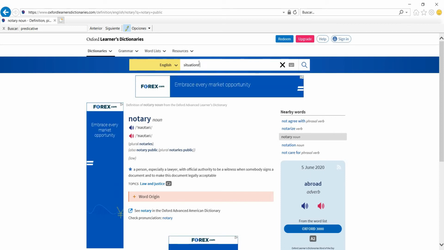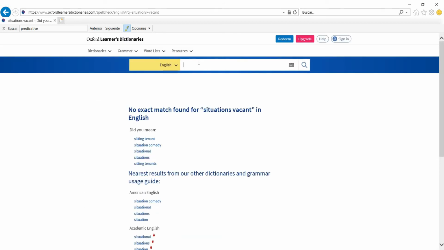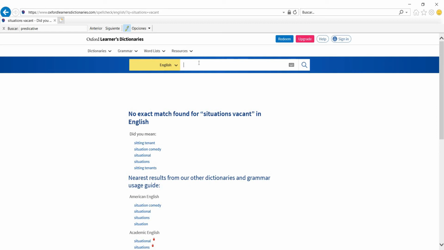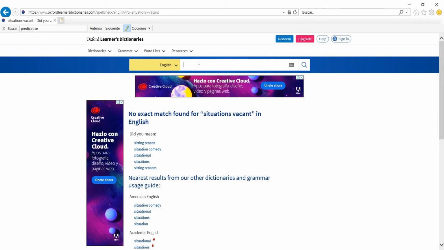Situations. I forgot to check whether there was an entry for this, right? Situations vacant, you know, when no, there isn't an entry. When you're looking for a job, right, you're going to check the situations vacant, right? A notice says if there are positions available. Okay, speaking of available, we have the choice of available as being used predicatively or used attributively, right? And which in this case is the same, right?